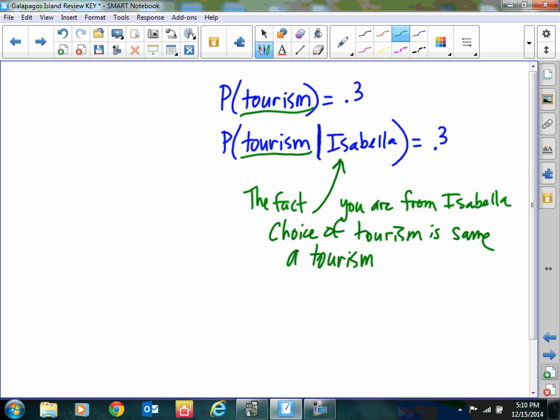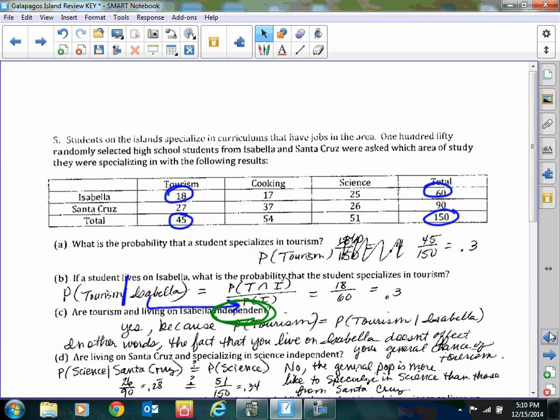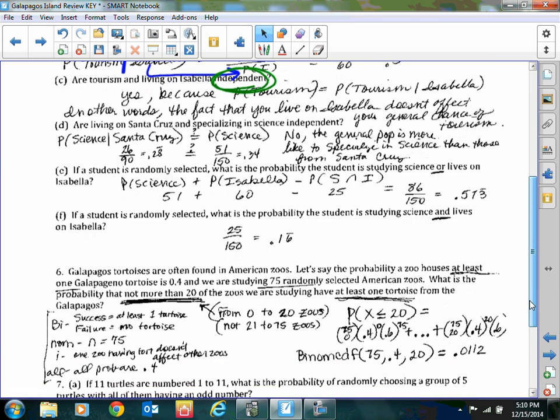So there you go. I'm not going to go as in depth on any of the other independent ones on this review, but you have got to get that check for independence down. All right, next: living in Santa Cruz, specializing in science, independent?